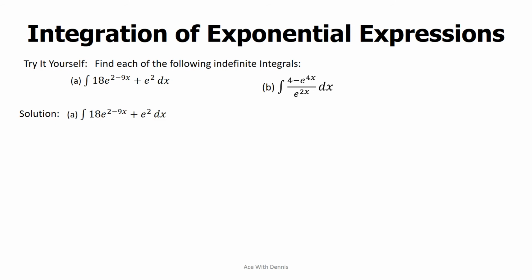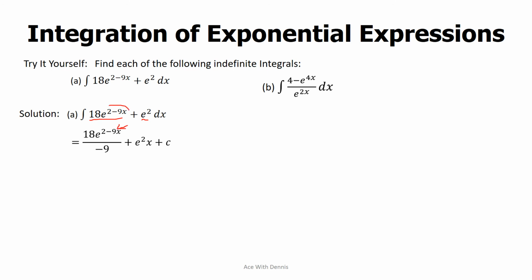Here is the solution. Integration of 18e to the power of 2 minus 9x plus e squared dx. One thing you need to take note of is that you shouldn't be too excited when you look at this e squared. This is a constant. It is not an exponential function. So, integrate them separately. We'll copy 18e to the power of 2 minus 9x, then put it at the top. We get 18e to the power of 2 minus 9x.